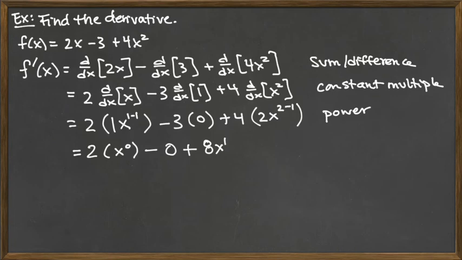Okay. So what is x to the 0? Well, x to the 0 is 1. Anything non-zero to the 0 power is 1. And so we've got 2 times 1, which would simply be 2, minus the 0, which we're going to drop out, plus 8x. And that would be our derivative.